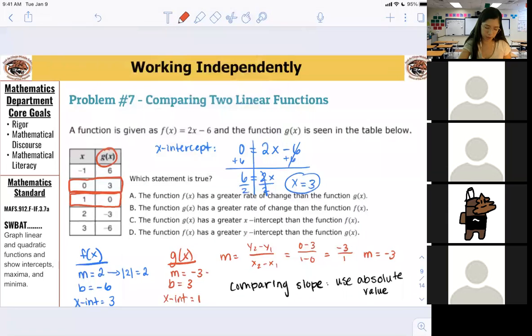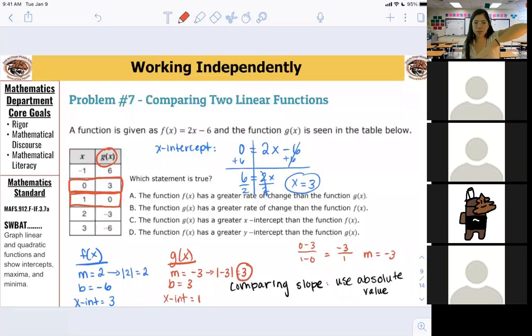And what's the absolute value of negative 3? 3, positive 3. So when I look at the absolute value, which one is greater? Negative 3, exactly. That one's actually greater because on a graph, the only thing that the negative does is that it makes it either go upwards or it goes downwards, right?